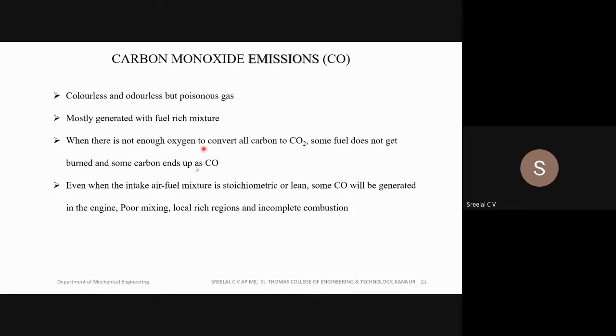In the case of the rich mixture, it is due to the insufficient oxygen that carbon monoxide is produced. But in the case of stoichiometric or lean mixtures, the factors generating the CO are poor mixing, local rich regions and incomplete combustion.